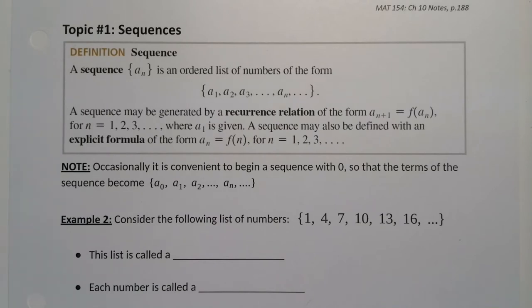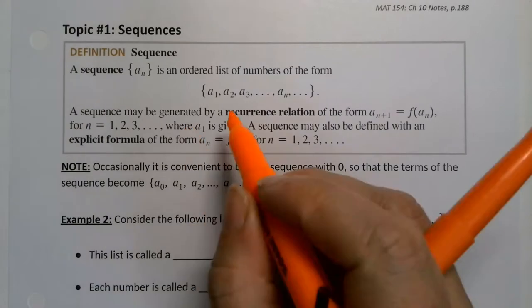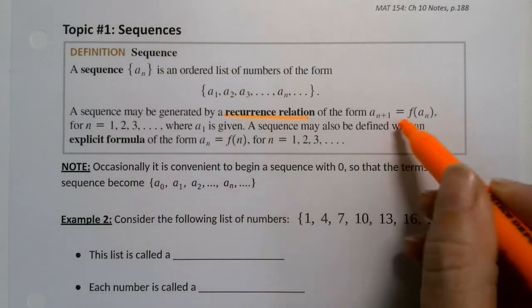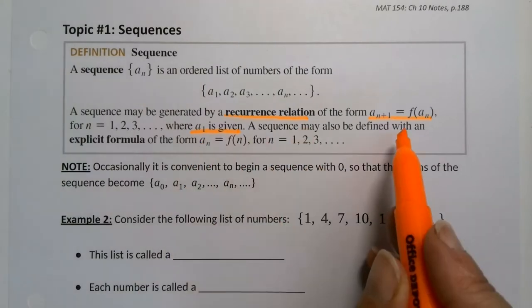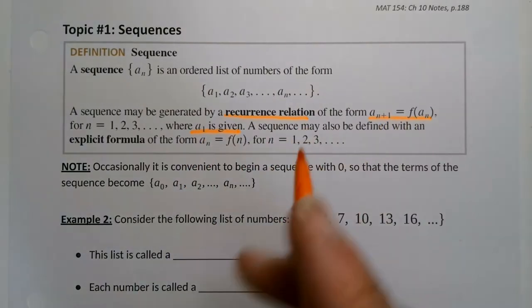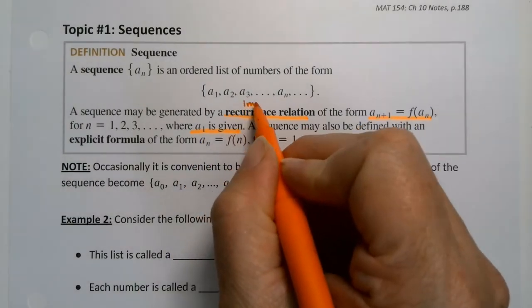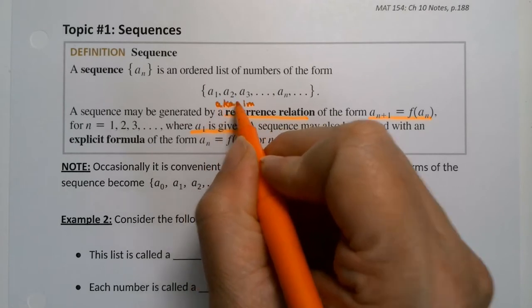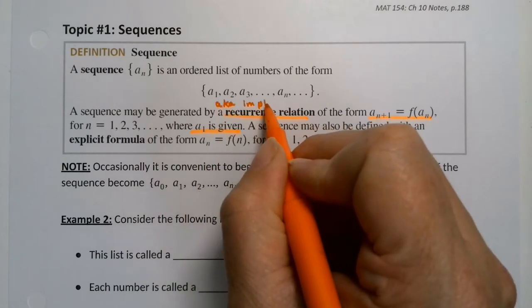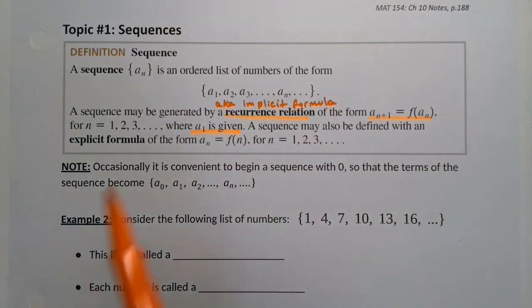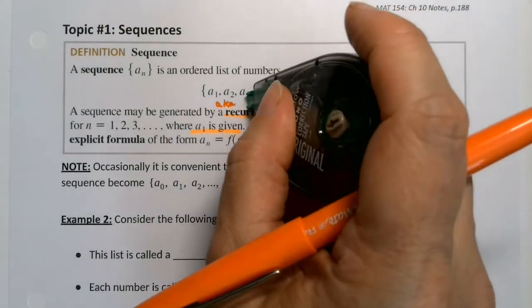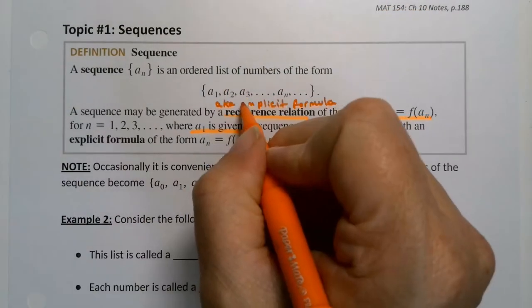But I also want to mention really quickly that this recurrence relation has two components. A sub 1 has to be given, and a sub n plus 1 has to be a function of a sub n. This is also called an implicit formula. You're defining your sequence implicitly by the most previous portion. Implicit. There we go.